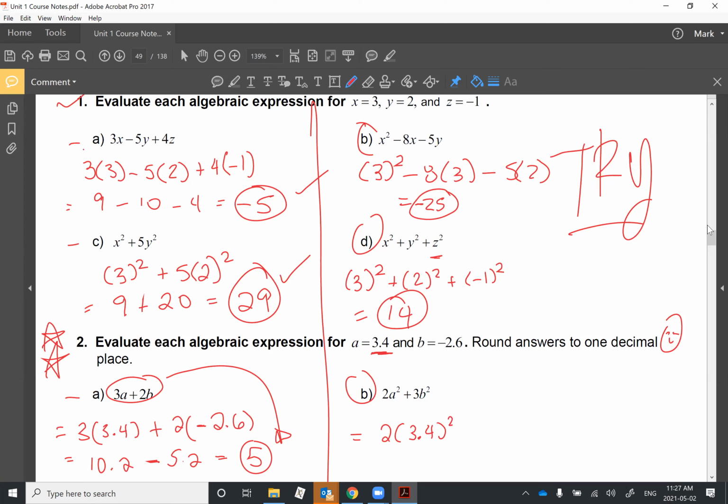Okay, so 2 times 3.4 squared. I put the 3.4 in brackets, plus 3 times -2.6 squared. And let's check my answer.